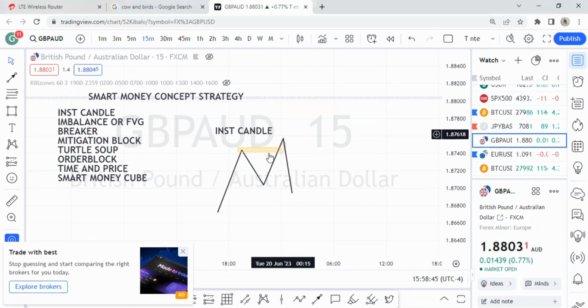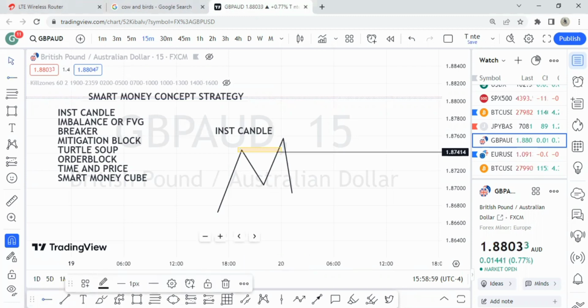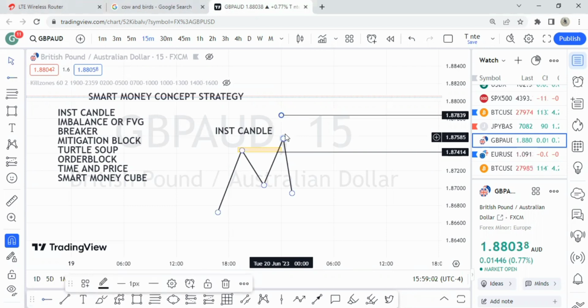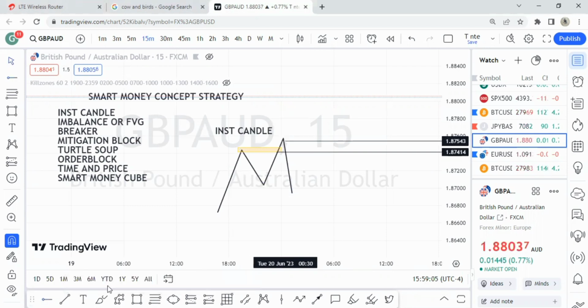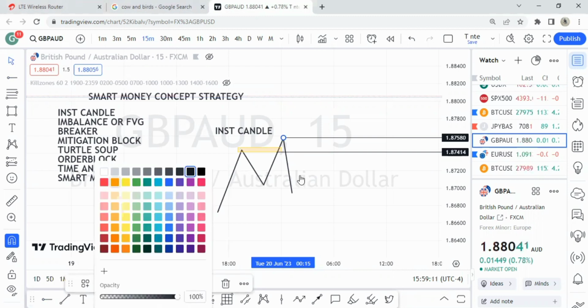So if smart money bought here and then they sold later on, let's assume that they bought at this price level. Let us just make this very easy. So they bought at this price level, and then they sold at this higher price level. I'll change the color of that so it is different, so you guys can get what I'm talking about.